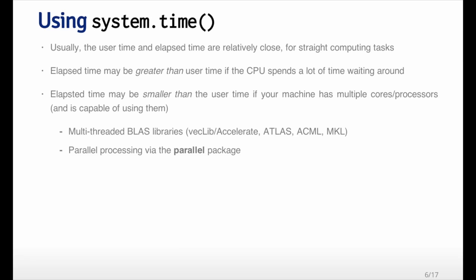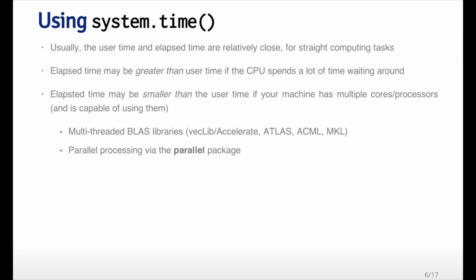If the elapsed time is smaller than the user time, this most commonly occurs if your machine has multiple cores or processors and is capable of exploiting them. Most computers these days have at least 2 or 4 cores, or are multi-core machines, and so this is a very common situation. However, it's not always that the program that you're running will be able to exploit the use of multiple cores. In particular, the basic R program does not use multiple cores as of yet.